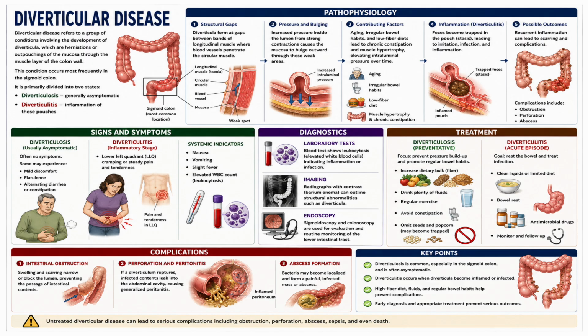Pathophysiologically, diverticula form at structural gaps in the circular muscle where blood vessels pass. So when intraluminal pressure increases there, often due to aging or low residue, like low fiber diets, these weaker areas bulge outward. Now, diverticulitis specifically develops when the stasis, the lack of movement there, leads to trapped feces in these pouches, the pouches that are out there, triggering irritation and infection.